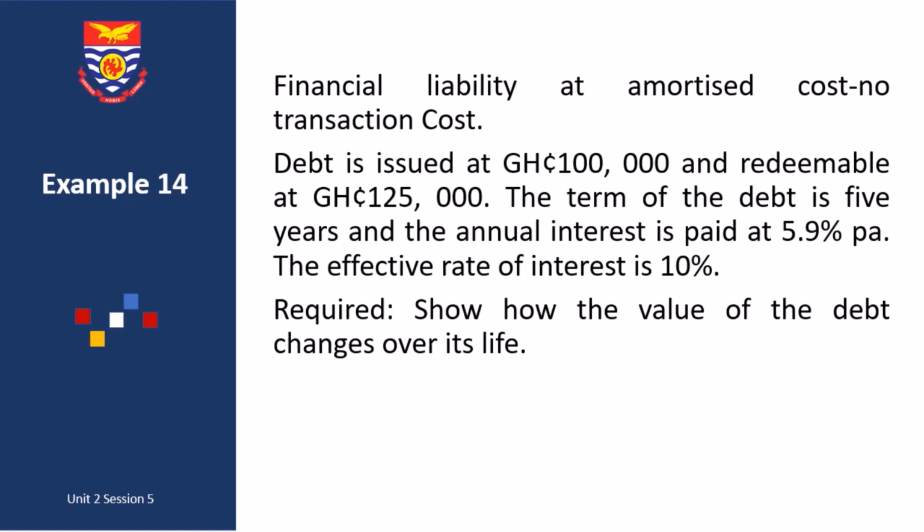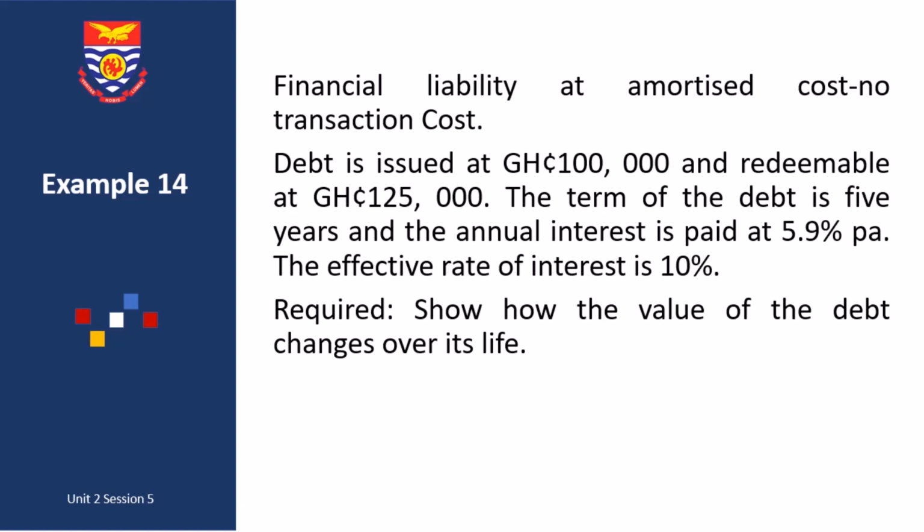Now, this is the question given to us, and it is a debt instrument. We have been given the face value, which is 100,000. It's going to be redeemed at 125,000 in 5 years' time. The coupon rate or the interest rate per annum is 5%, and the effective interest rate prevailing in the market is 10%. So we are going to use this information to prepare the amortization schedule.